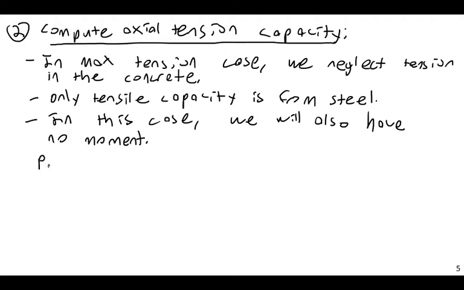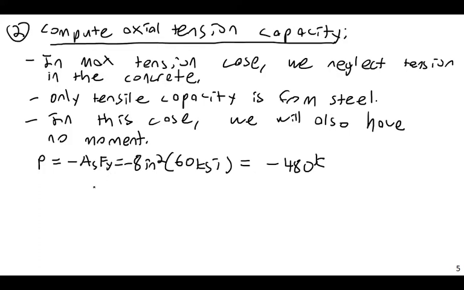So here, the P for this point is going to be negative AsFy. We're using the same calculation from before, except we're putting a negative on it because it's going to be in tension rather than compression. So that's going to be negative 8 inches squared times 60 ksi, and that's just negative 480 kips. This will then produce a point on the diagram, again with a 0 moment, so our Pn, Mn for point 2 is going to be negative 480, 0. All right, any questions so far?